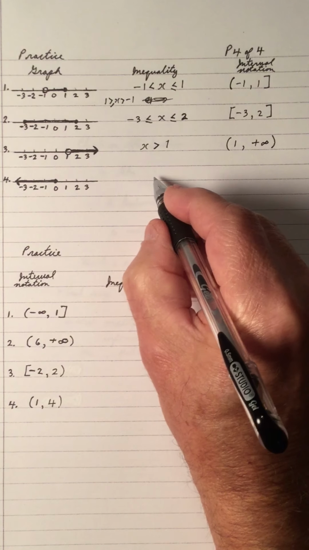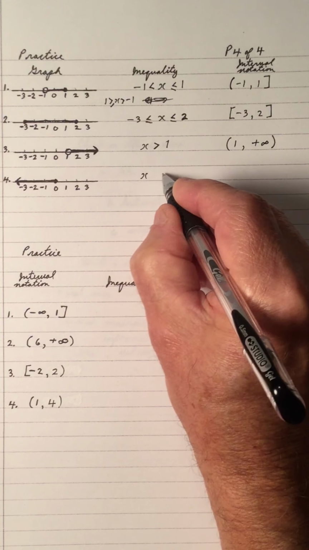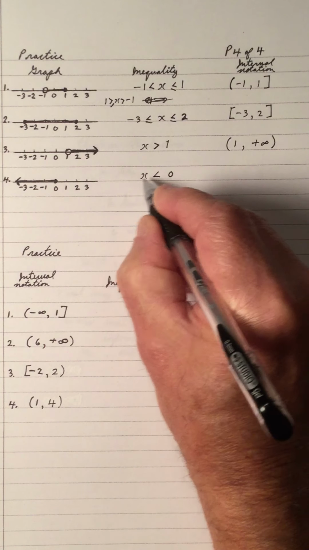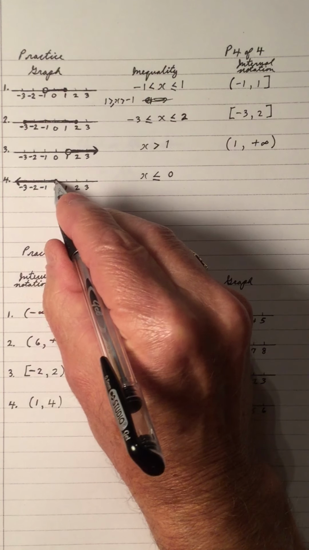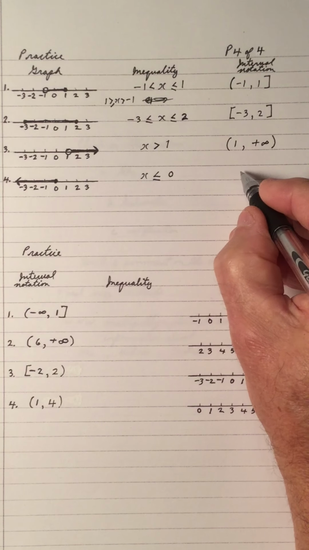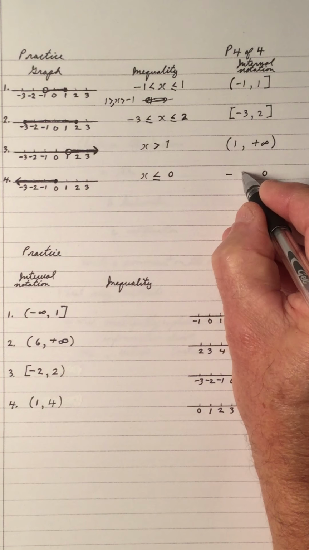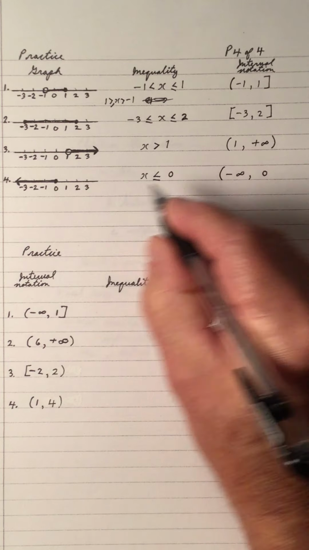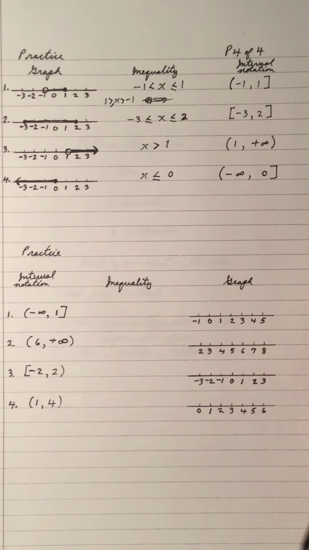Number 4, it starts at 0, and it's shading only in one direction, so x is less than, and the number is 0. It's a solid dot, so it's less than or equal to. Less than, going to the left, and equal to because it is solid. So that starts at 0 and it's going to the left, so that's negative infinity. And infinity is always open, and the 0 is solid, equal sign, so it's a square bracket.